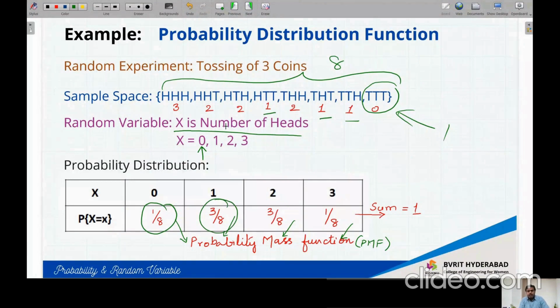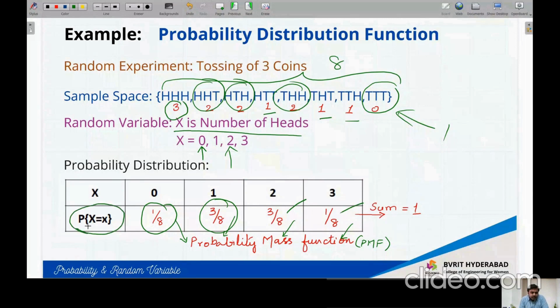Similarly, the random variable taking a value of 2 means this is 1, this is 2 and this is 3. So it is again 3 by 8. And the random variable taking a value of 3 means there is only one possibility among 8 outcomes. So therefore it is 1 by 8.